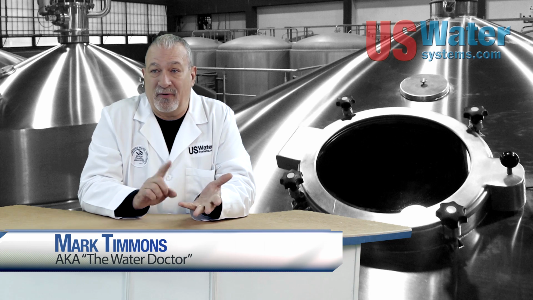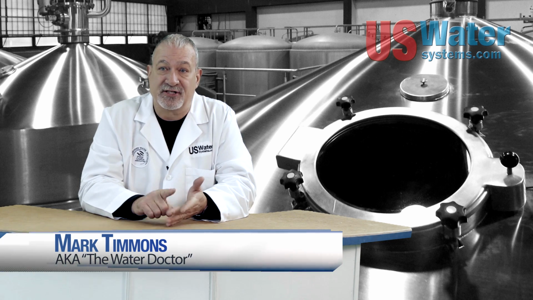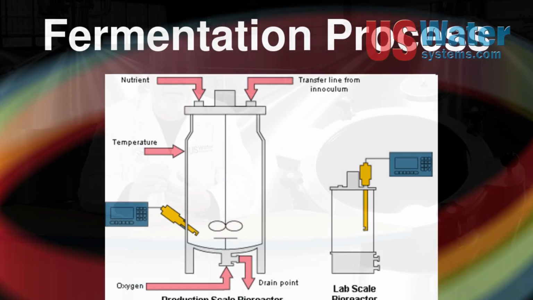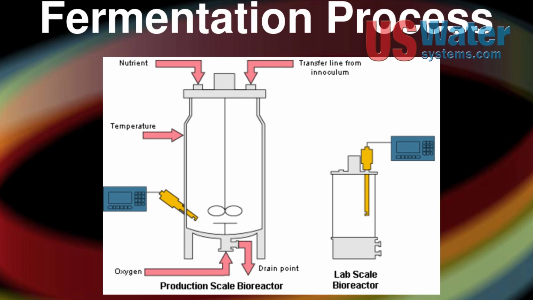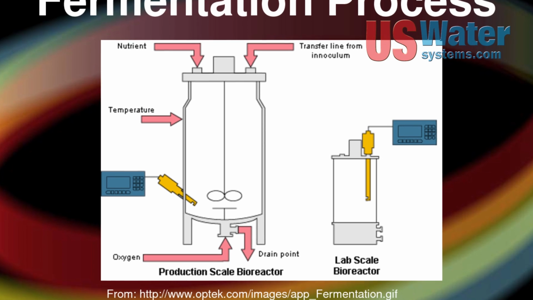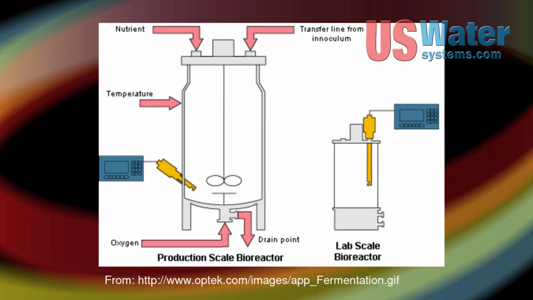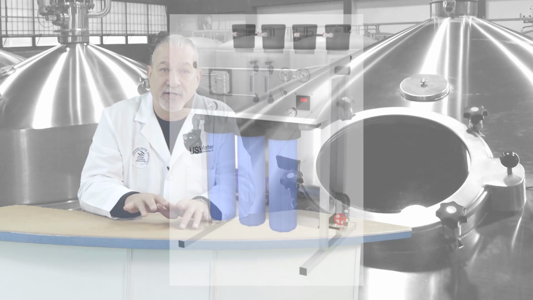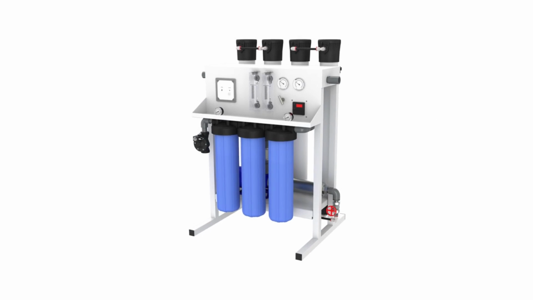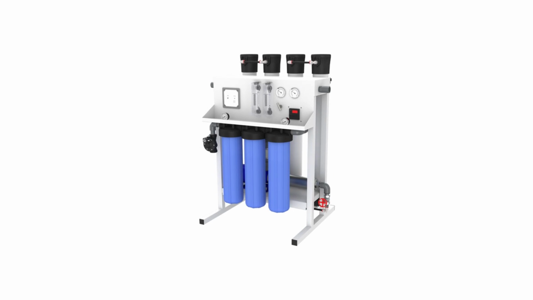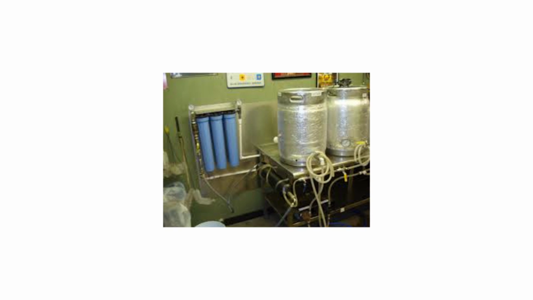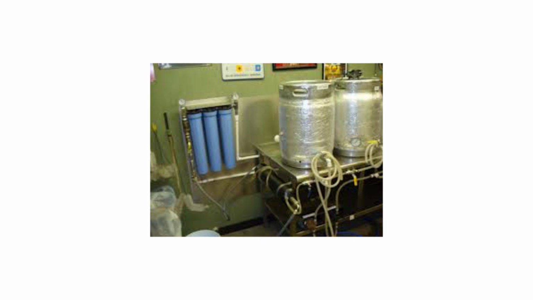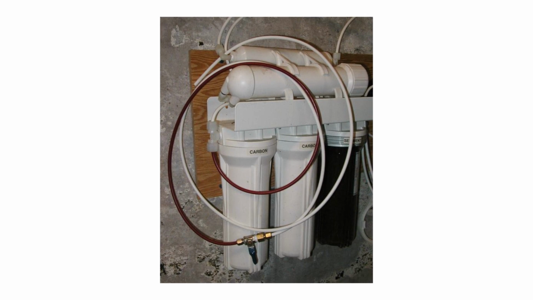We know chlorine and chloramines and things like that in the water can inhibit the fermentation process. So almost everybody takes out the chlorine with some type of carbon filtration. But more and more of the successful microbreweries and distillers are now using reverse osmosis systems for making their product. The reason is reverse osmosis removes the largest spectrum of contaminants of any water treatment process.